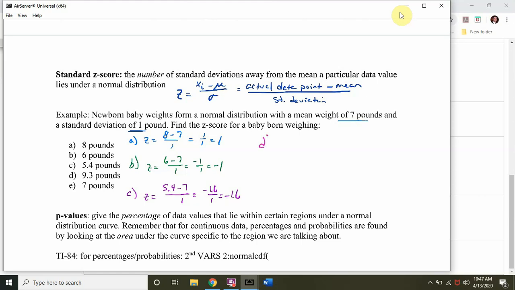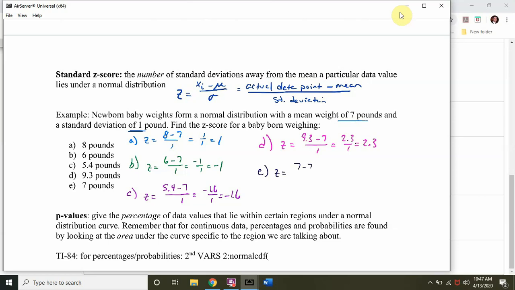For part D, the z-score would be 9.3 minus the average of 7, over 1, which gives us 2.3. So a baby born weighing 9.3 pounds is considerably above average, 2.3 standard deviations above the mean. In part E, what about a baby born weighing 7 pounds?